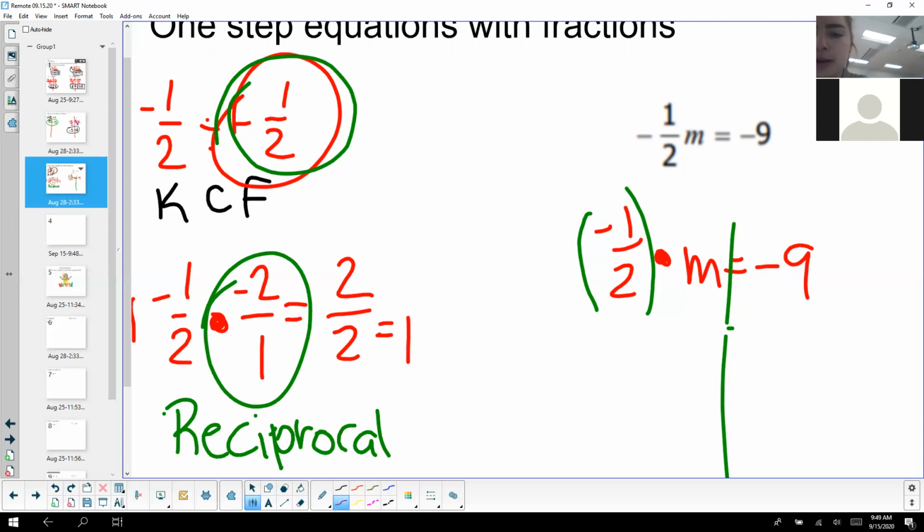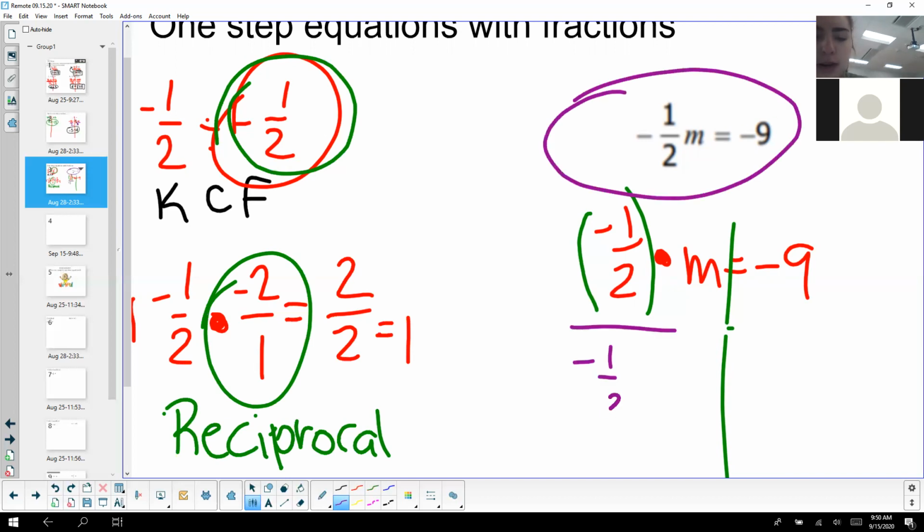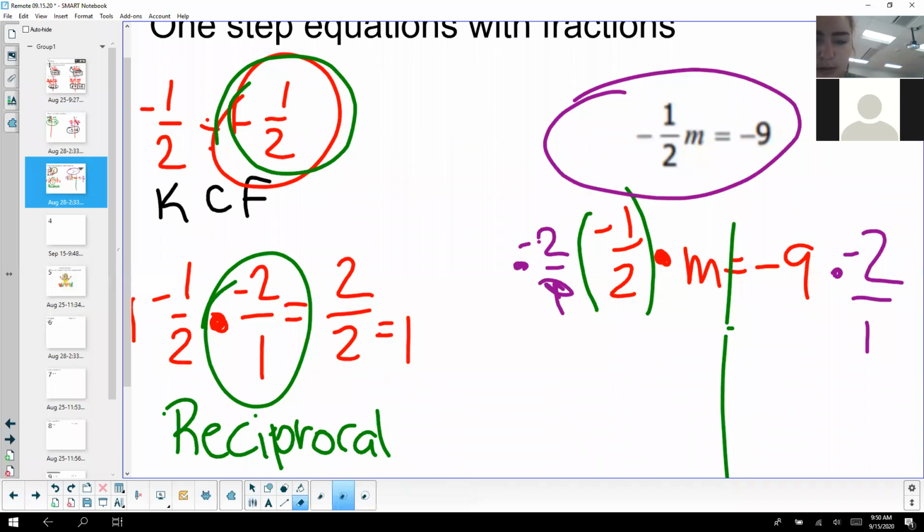So if we go back to our problem over here, instead of dividing both sides by -1/2 and making it all messy, I'm going to multiply both sides by -2/1. And I want to point something out to you. Isn't -2/1 the same thing as -2? Because anything divided by 1 is itself. So actually we're just multiplying both sides by -2.